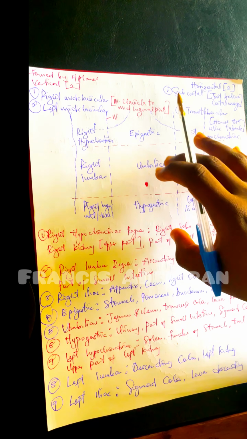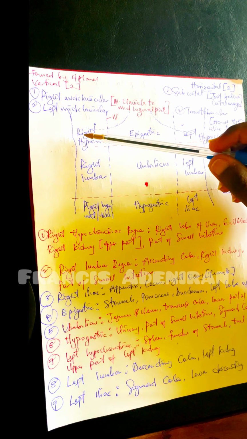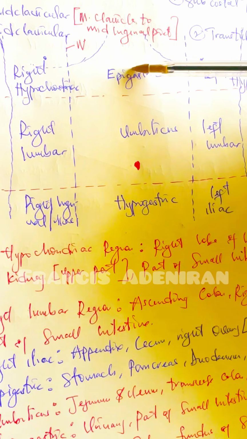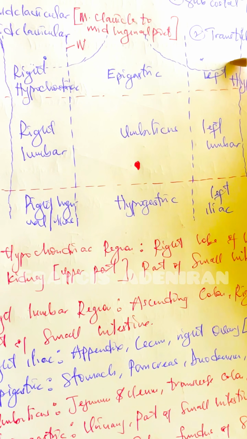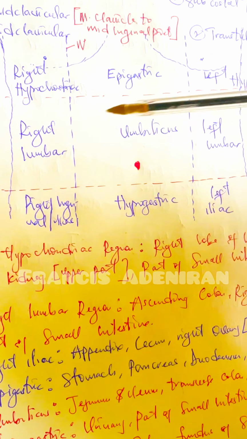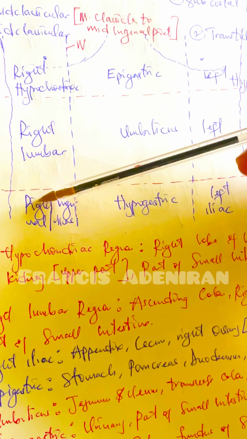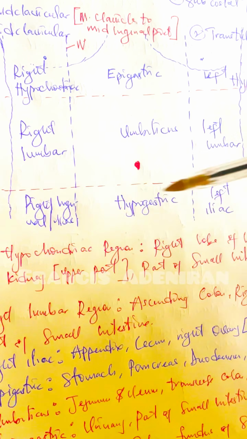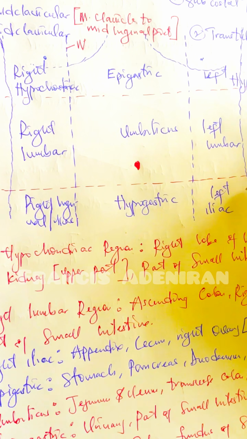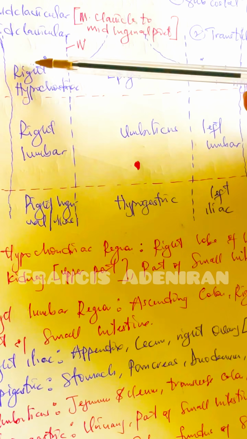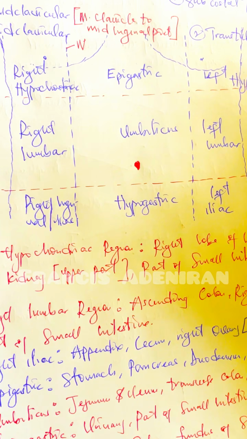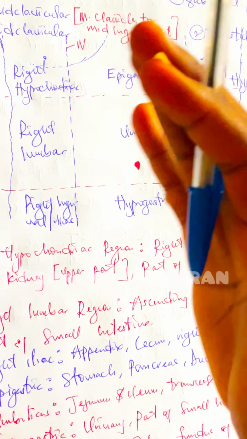Now, these 9 different regions have different names. Here is the right hypochondriac, here is the epigastric, this is the left hypochondriac. Here is the right lumbar, here is the umbilicus, and here is the left lumbar. Then we have the right inguinal or the right iliac, we have the hypogastric, we have the left iliac. So once again, we have the right and we have the left, so that you don't get confused.